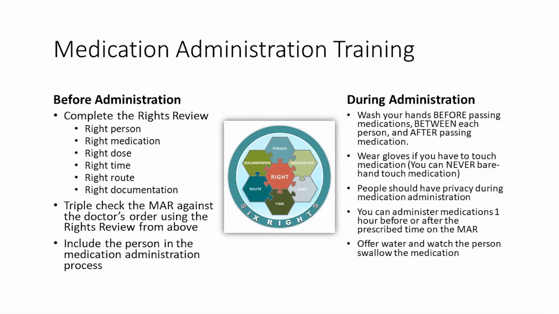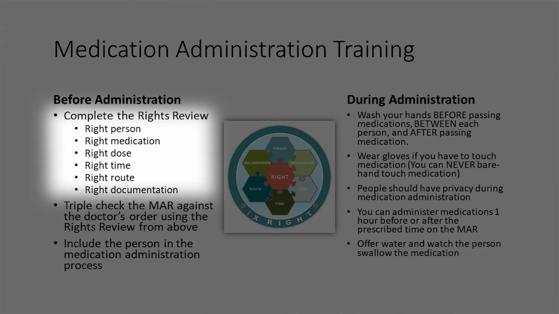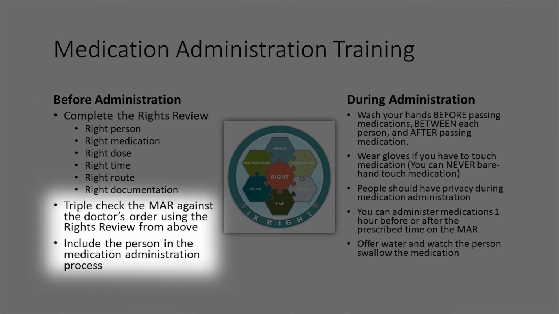Before administering, you're going to want to make sure you do the 6 rights. And the 6 rights are right person, right medication, right dose, right time, right route, and right documentation. Triple check the MAR and include the person in the medication administration process.